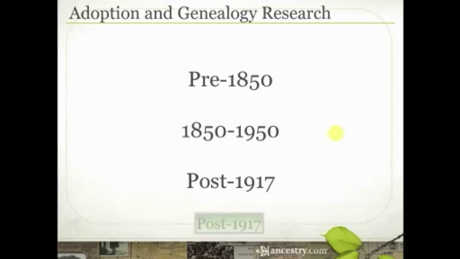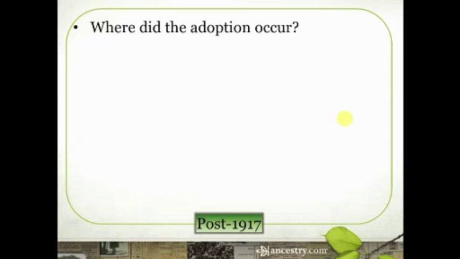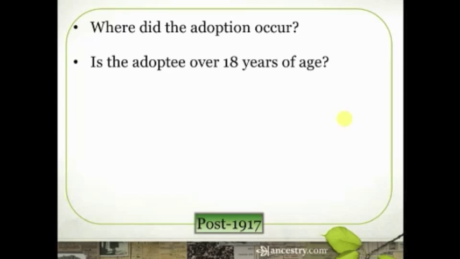So let's actually start with that post-1917 era and just give you some information that you need, whether it's you that was adopted or a parent or a grandparent. The first thing you need to figure out is where that adoption occurred. Not where the child was born, but where the adoptive parents were likely living when the child was adopted. It's most likely that that was going to be handled in a family court where that adoption occurred.